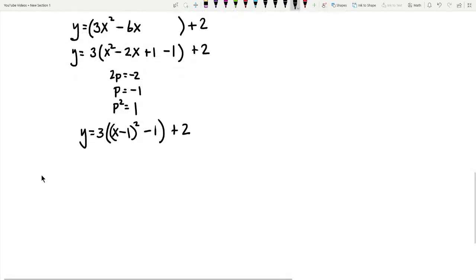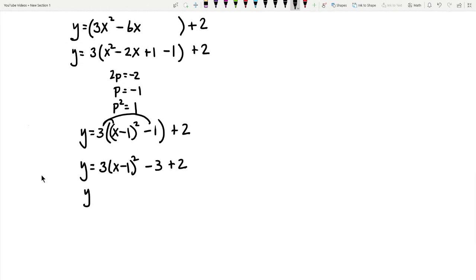The only other thing I need to do is get rid of my double parentheses. So that means distributing this 3. So I end up with 3 times (x minus 1) squared minus 3 plus 2. So y is going to be 3 times (x minus 1) squared, and minus 3 plus 2 is -1. Now I have my parabola in vertex form, so I can read the vertex off. The vertex.